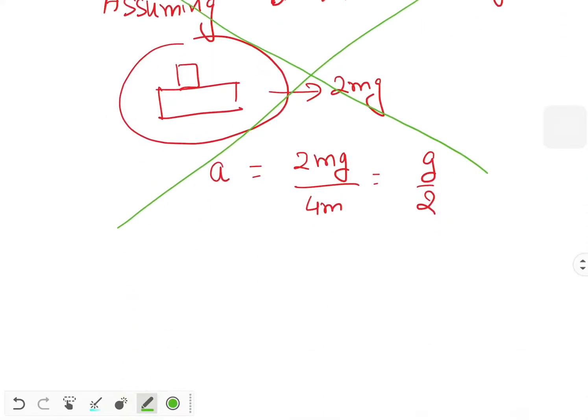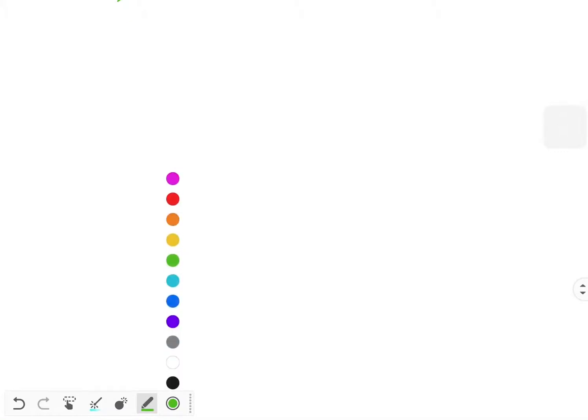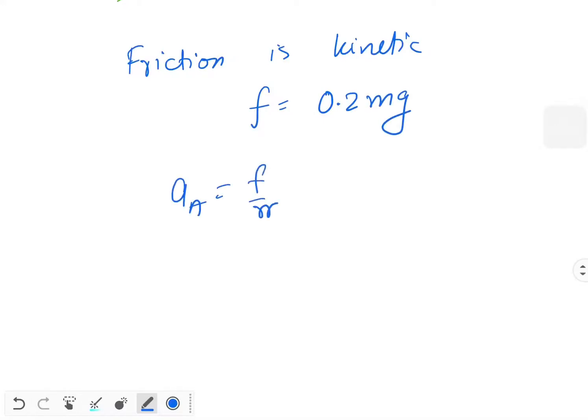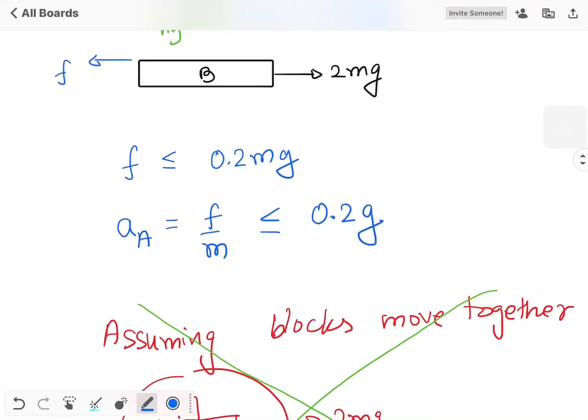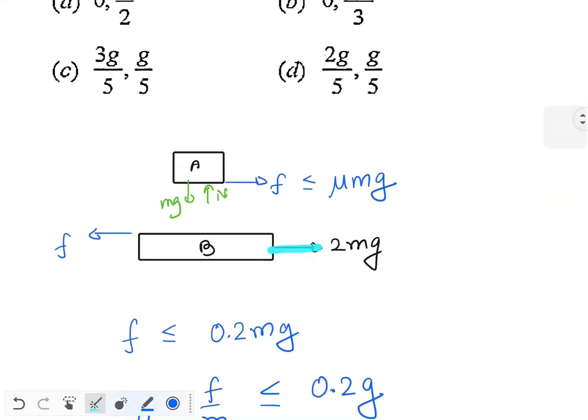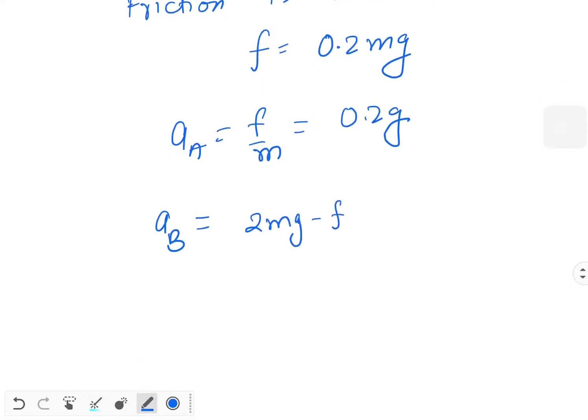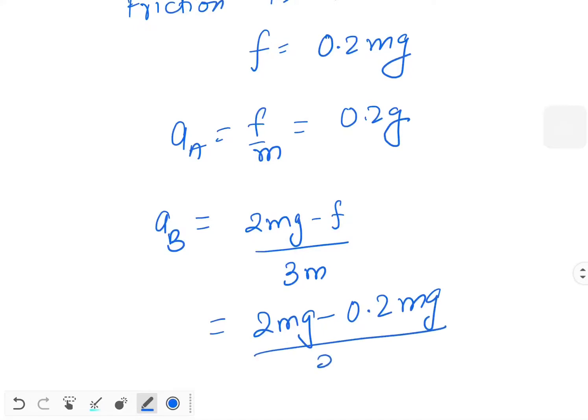So the two blocks are not going with same acceleration but with different acceleration, where friction is kinetic. Friction is kinetic. So F will be equal to 0.2 mg. That's it. So acceleration of block A will be F by m, that is 0.2 g. Acceleration of block B will be what? So for the block B, we have 2 mg in forward direction, friction in backward direction. So 2 mg minus friction divided by mass of block B, 3m. Okay. So 2 mg minus 0.2 mg divided by 3m.